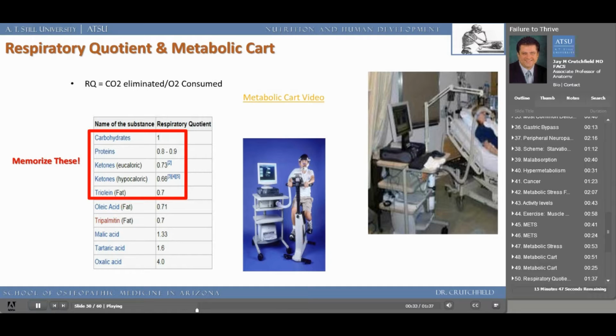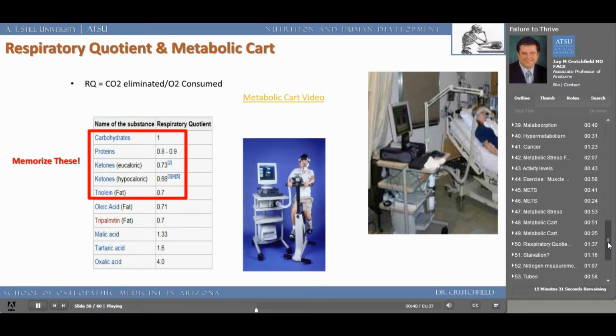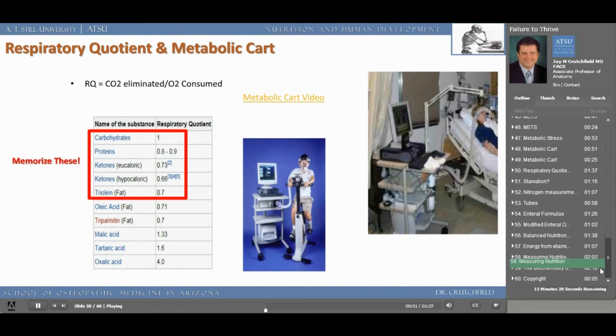If a patient is hypocaloric and they're not getting enough nutrients and they're in a negative nitrogen balance, we'll know because the respiratory quotient is less than 1, at 0.66. If they're eucaloric but they're still ketotic, it'll be at 0.7. For example, this could actually be a diabetic who is hypermetabolic with hyperglycemia but not producing insulin, and the sugar is not being pushed into the cell and being used. Hence, they could be in ketoacidosis but be eucaloric.